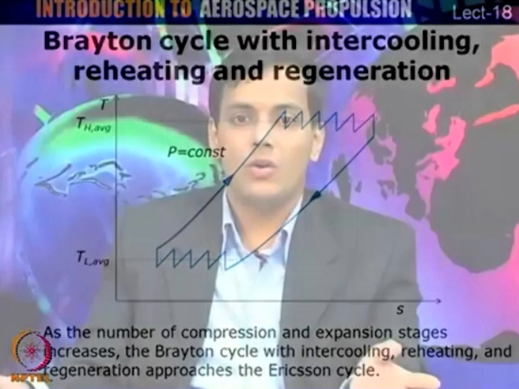So, we have discussed now the Brayton cycle, which forms the basic cycle for gas turbine engines, and we will now have a very quick look at one of the vapor cycles, the most commonly used vapor power cycle, that is known as the Rankine cycle.